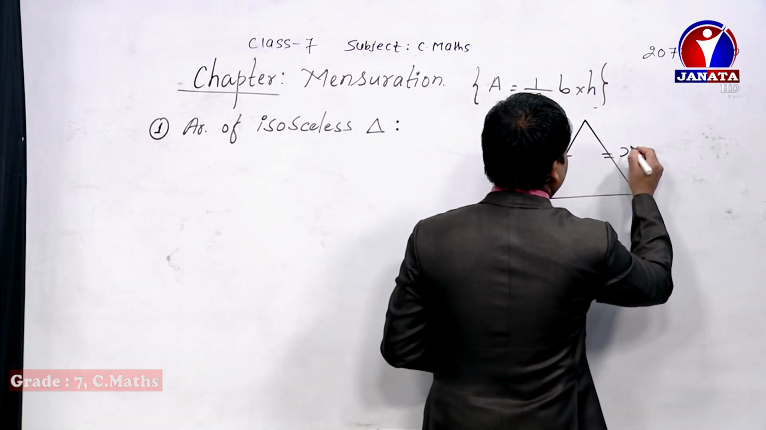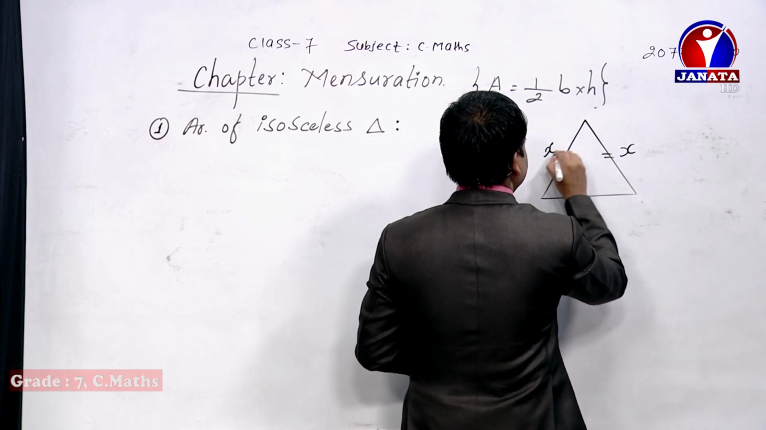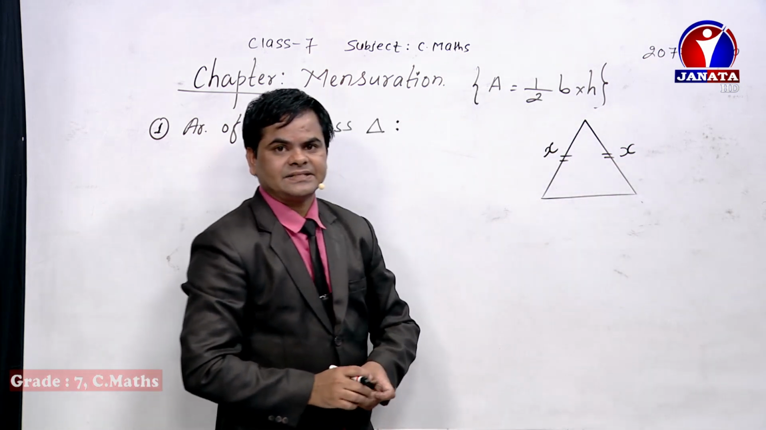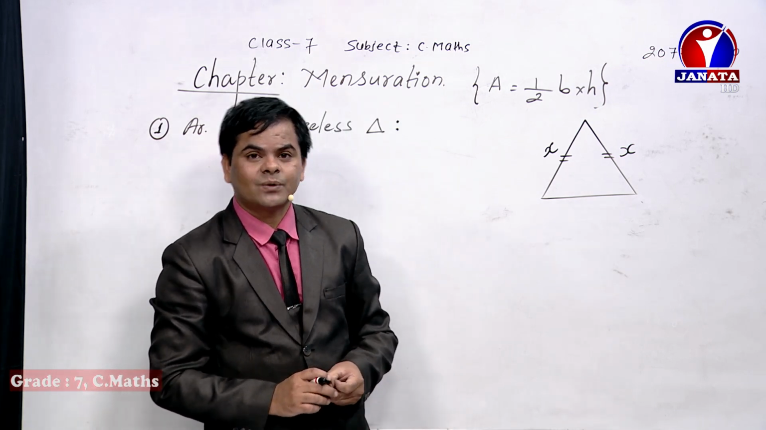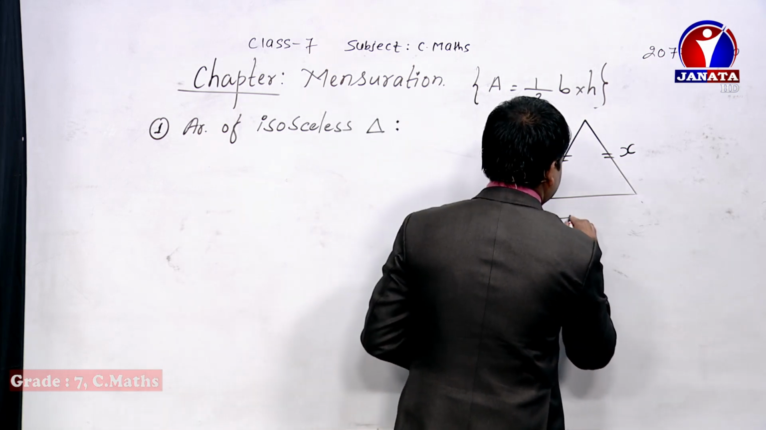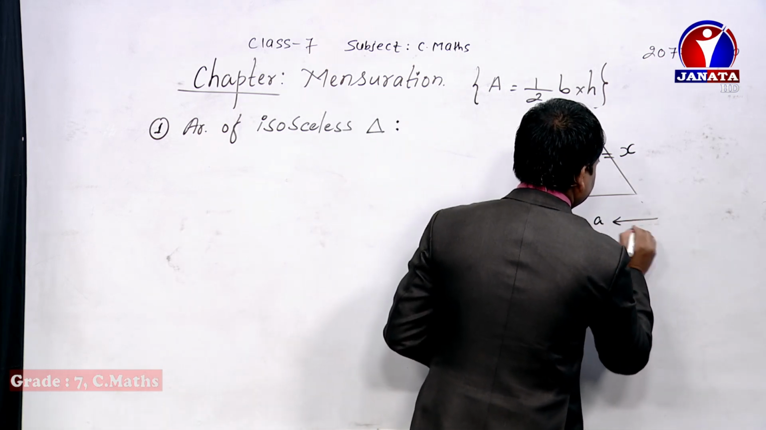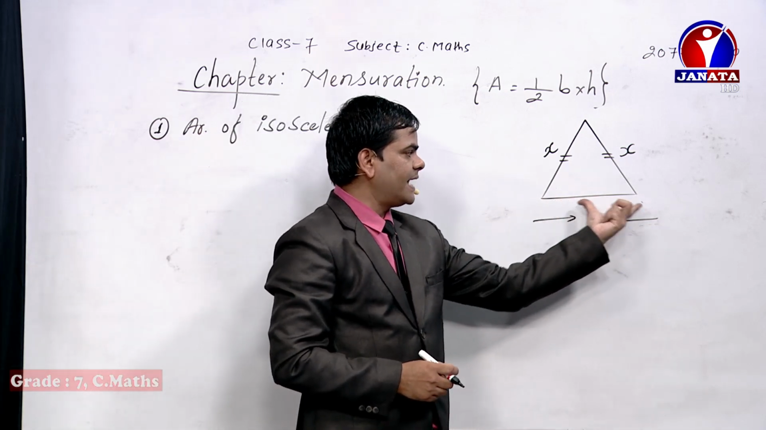So I am going to write the length of the equal sides as x. For example, these two sides are x. If one is x, the other is also x, because they are equal to each other. Now the non-equal side I am going to suppose as a. Let's suppose the non-equal side as a. That means the length of this one is a.